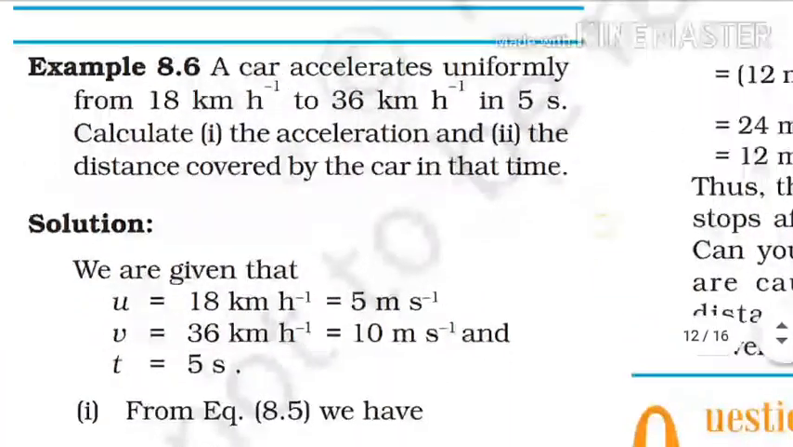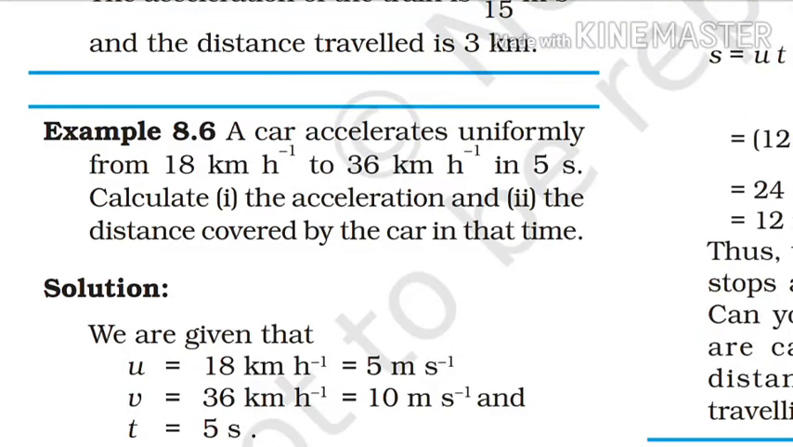Now come to example 8.6, in which the question is: a car accelerates uniformly from 18 km per hour to 36 km per hour in 5 seconds. In this question, the initial speed of the car is 18 km per hour and the final speed of the car is 36 km per hour, and the time taken to attain this speed is 5 seconds.